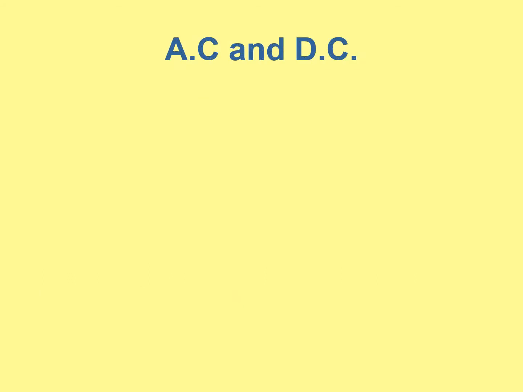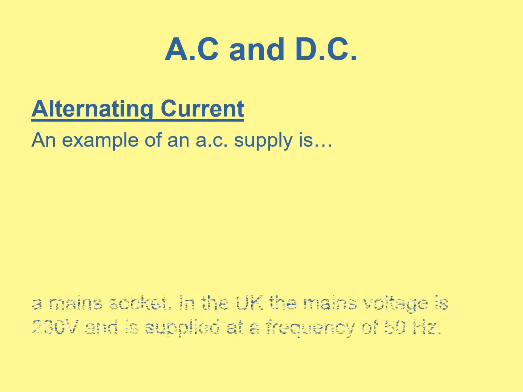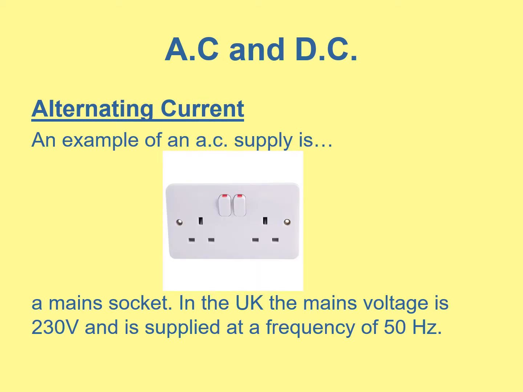An example of an AC supply is a mains socket. Mains supply in the UK is 230 volts and has a frequency of 50 Hz, which means the current changes direction 50 times every second.